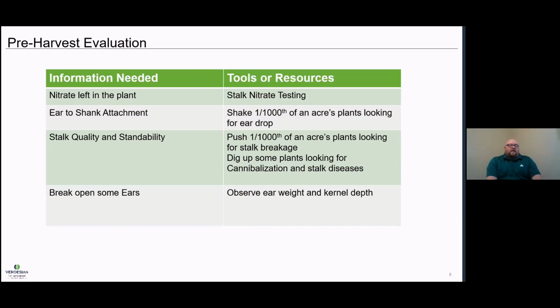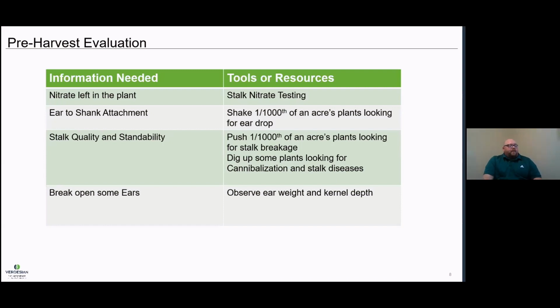But we really want to evaluate where we're at, because if we start cannibalization too early, we might want to look back and in the future say, okay, I might want to push into a little more nitrogen here just to keep that from happening. Or think about the hybrid or population or all those other things.